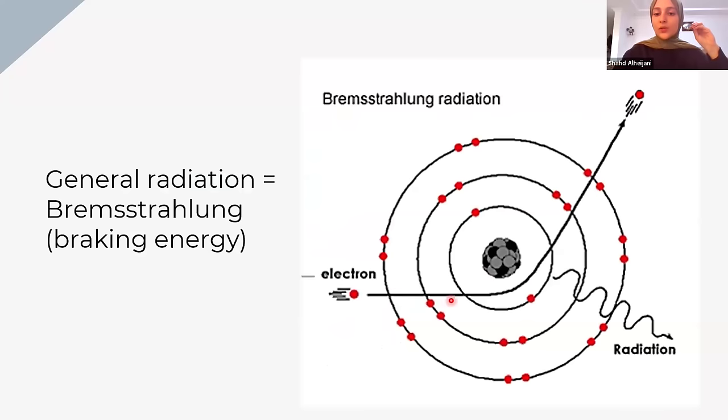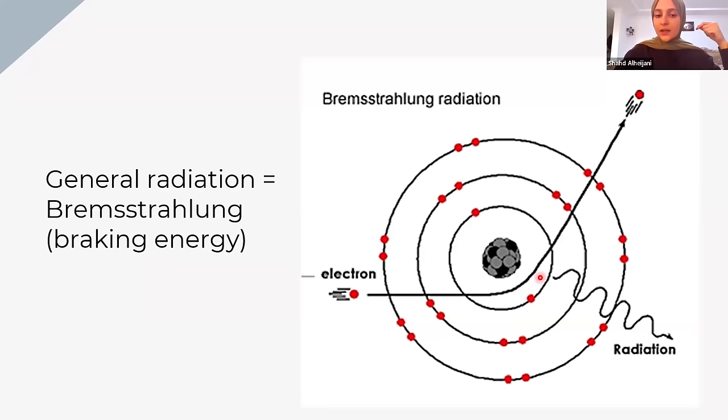Now, we have two different types of radiation coming off the X-ray tube. It can either be general radiation or characteristic radiation. Now, the general radiation, also known as Bremsstrahlung, whatever that is. So general radiation is basically most of the radiation coming off the X-ray tube. Now, this is also called breaking energy.